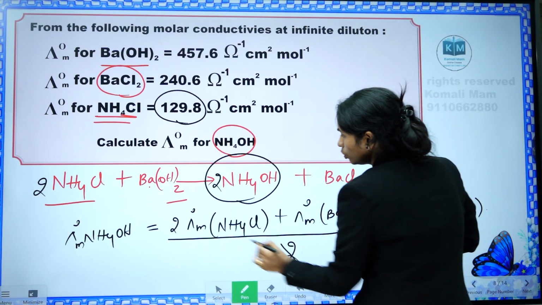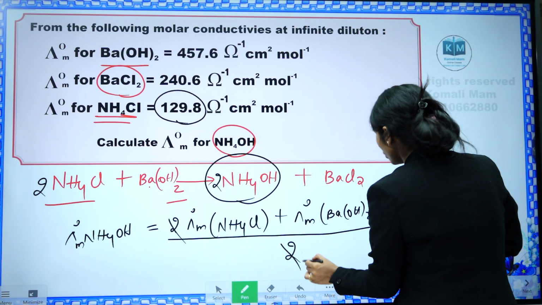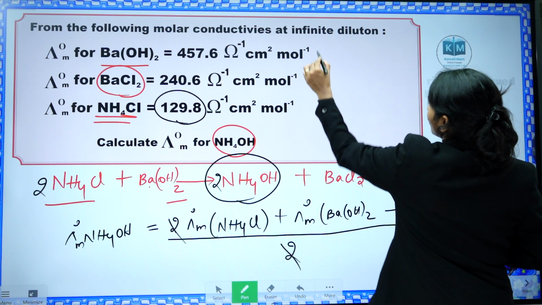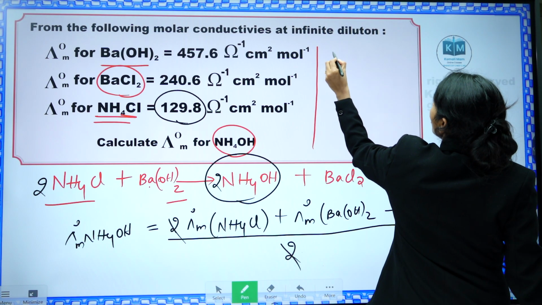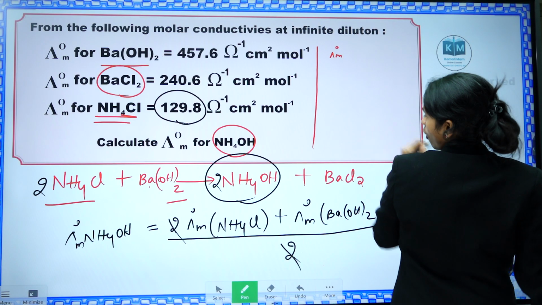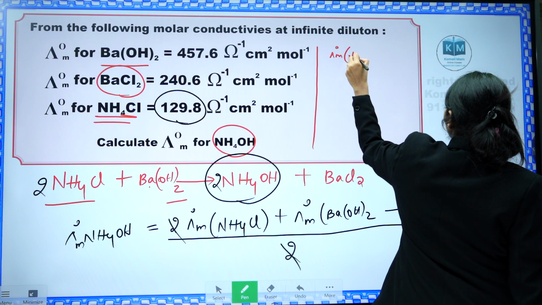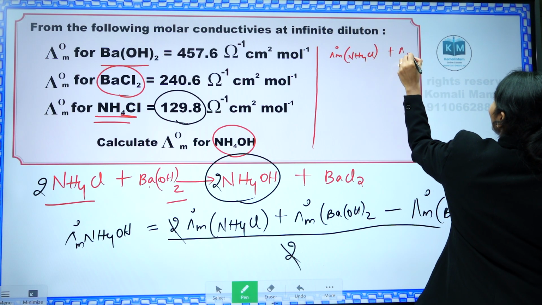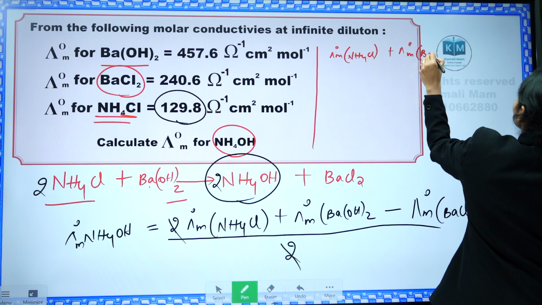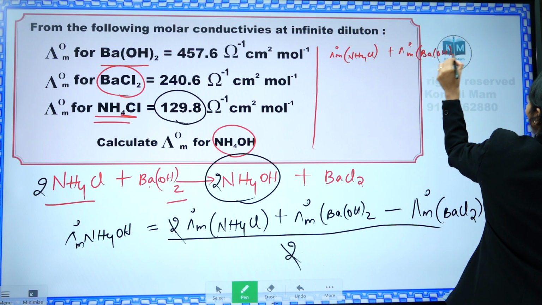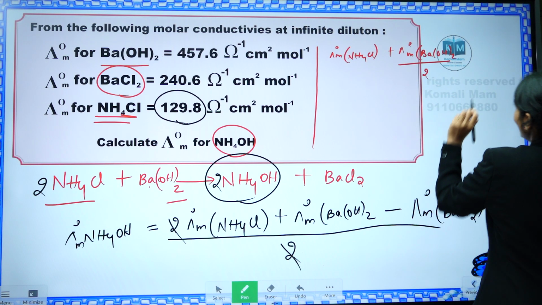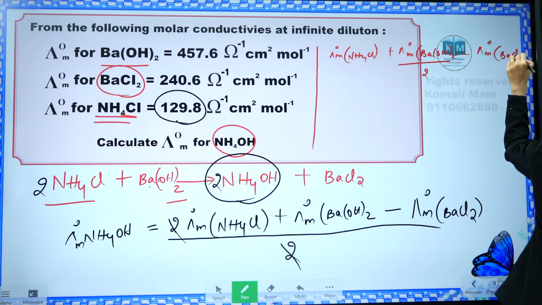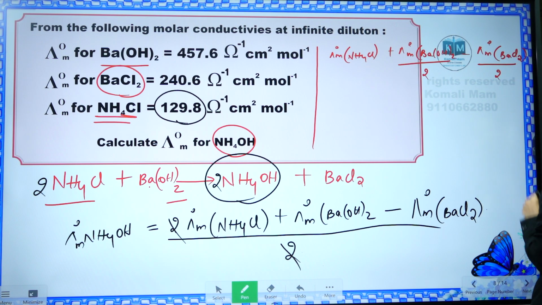Then this 2 will be cancelled. Here 2 will be left, here 2 will be left. So the value will be, check here, molar conductivity of NH4Cl plus molar conductivity at infinite dilution of barium hydroxide divided by 2, minus molar conductivity at infinite dilution of BaCl2 divided by 2.